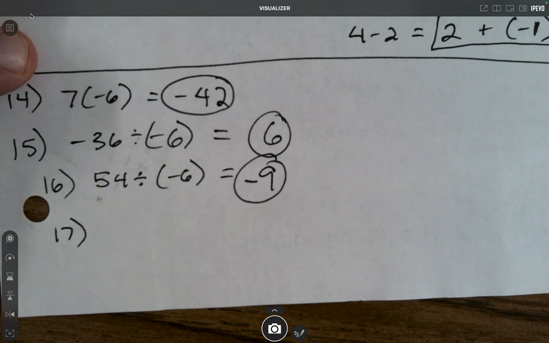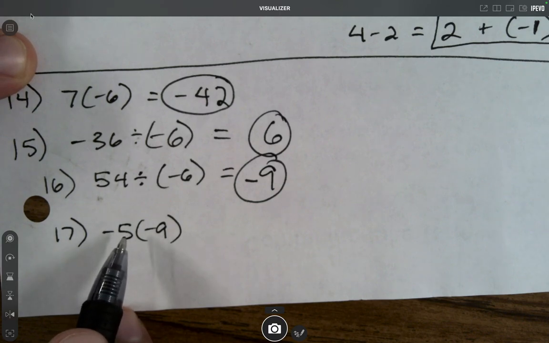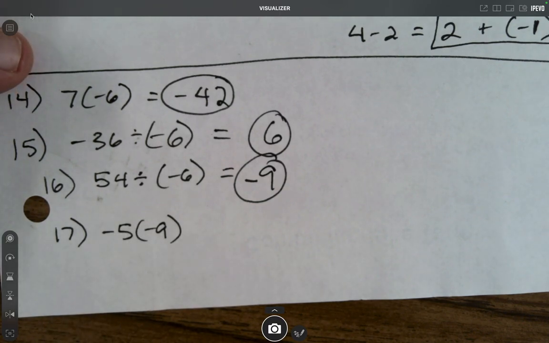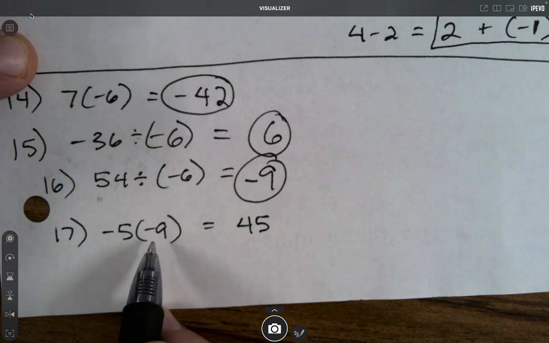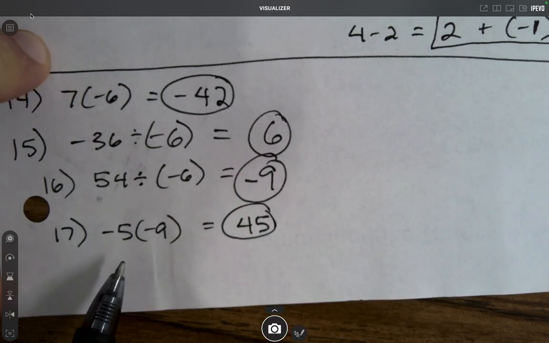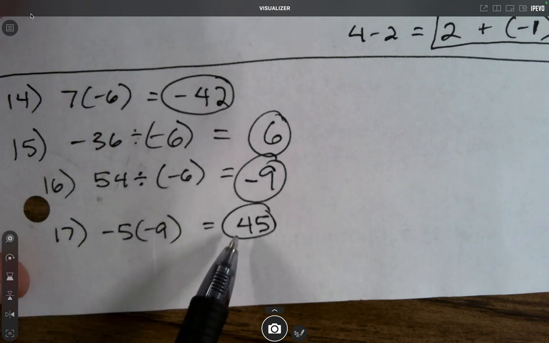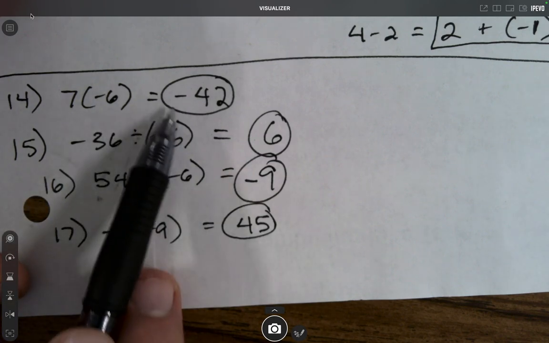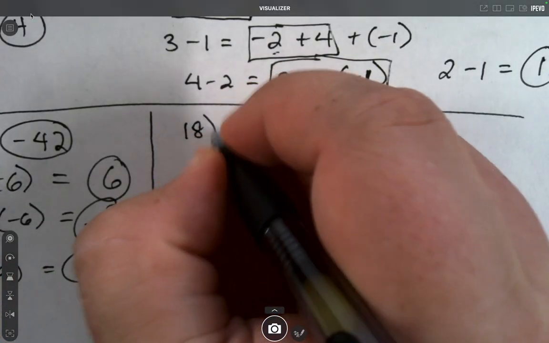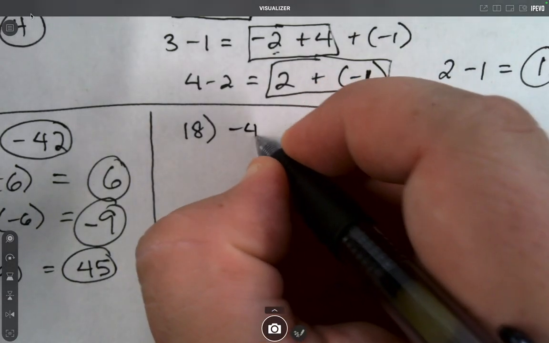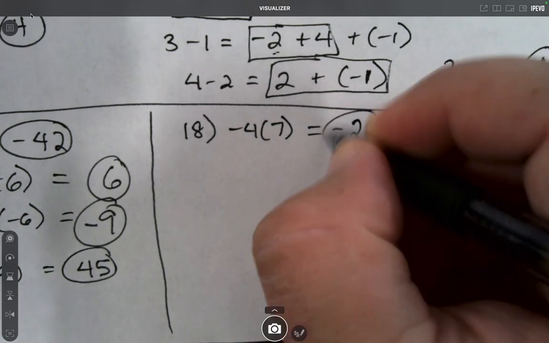Okay, 17, -5 times -9. That parenthesis, see, there's no operation between the -5 and the parenthesis, so it's assumed we multiply. So 5 times 9 is 45, and since those signs are the same, they're both negative, the answer is positive. So if signs are the same, like they were in 15 and 17, the answer is positive. If signs are different, like they were in 14 and 16, the answer is negative. 18, we have -4 times 7. 4 times 7 is 28. The signs are different, so our answer is negative.